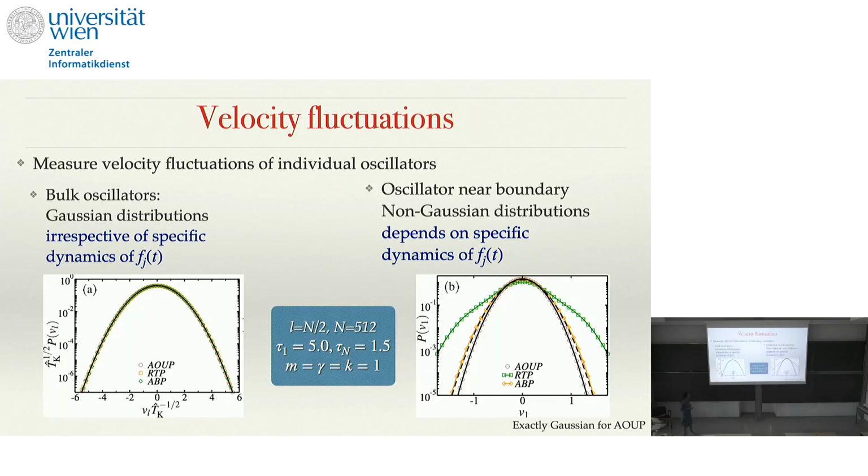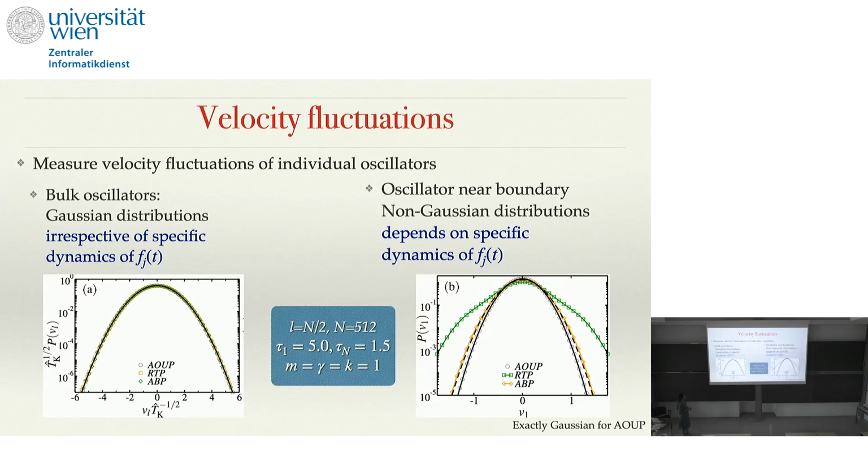And to our surprise, we found that if we look at the velocity fluctuations of the oscillators, let's say in the bulk, they turn out to be Gaussian, all of them. So here I have different kinds of active drive, AOUP, RTP, and ABP. AOUP, of course, is completely Gaussian, so we expect the whole measure to be Gaussian, but RTP and ABP are not. And to our surprise, it turned out that the bulk velocity distributions are Gaussian in all cases.